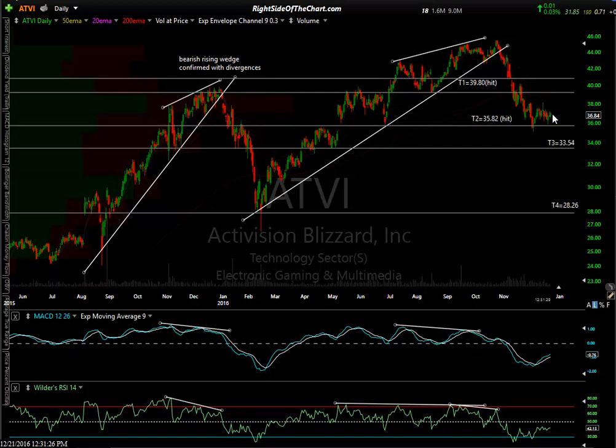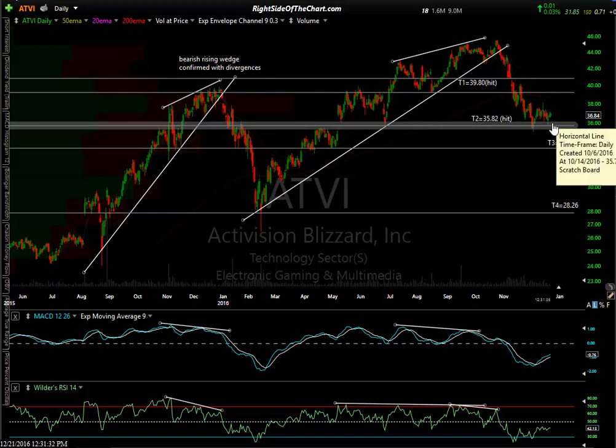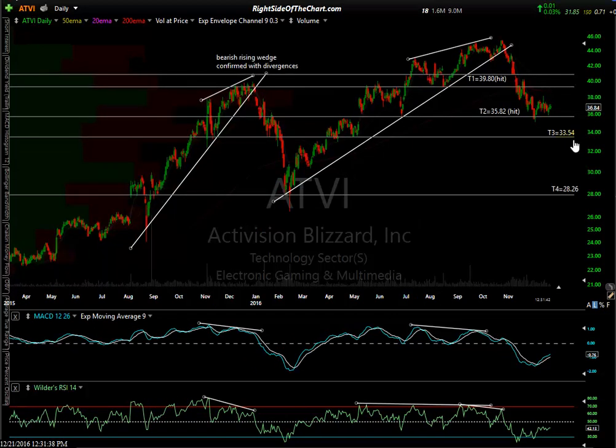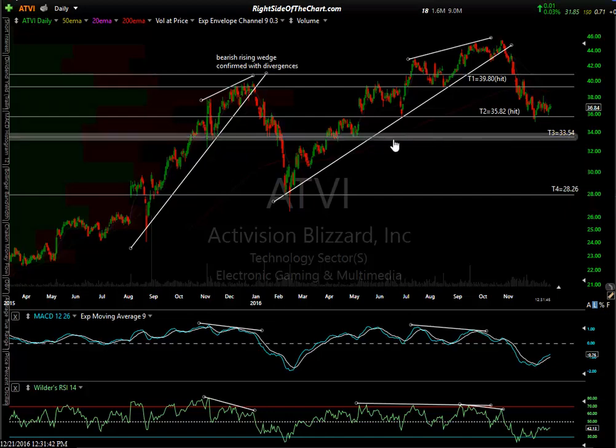A reaction is a pause, a bounce, consolidation, any of the above, and that's what's happened so far. It's hit it once again, so it's had plenty of opportunities to book profits there if that was your final target. But I'd still favor a move down to at least this T3 level, and I'll show you why. Not only is it really nice support, you can see the reactions here, here, here.